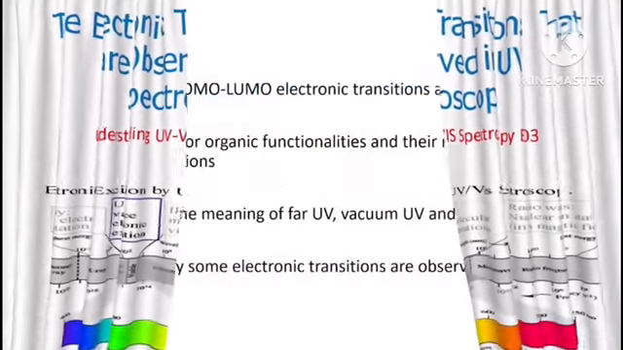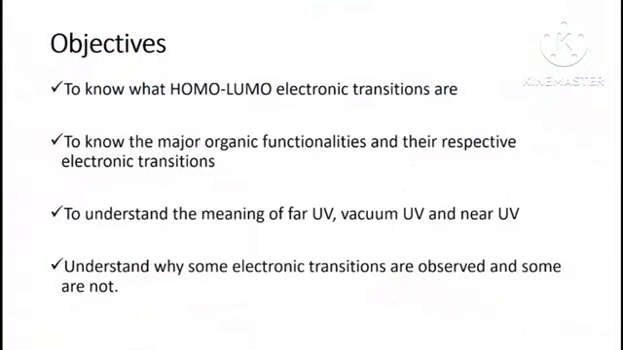So, for the objectives of today's video, let's look at the things that we are going to capture. We are going to talk about HOMO-LUMO electronic transitions. We want to know what HOMO and LUMO electronic transitions are and how they usually occur. Then we'll also talk about some major organic functional groups and their respective electronic transitions. For example, when you talk about alkanes, alkenes, carbonyl groups, what are the specific electronic transitions that will help you identify them in a particular sample? That is what we are going to talk about in this video.